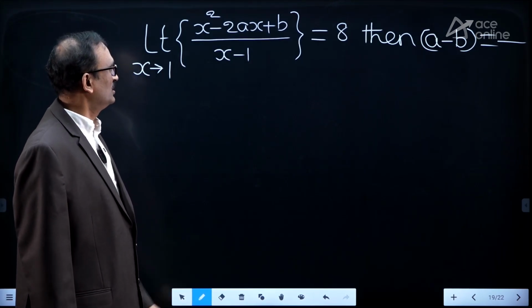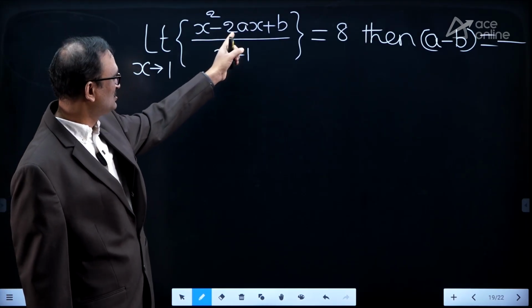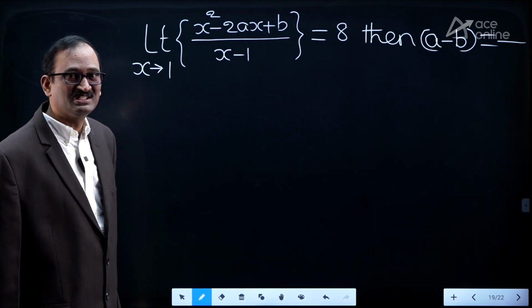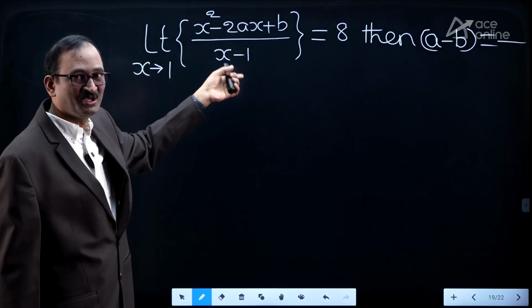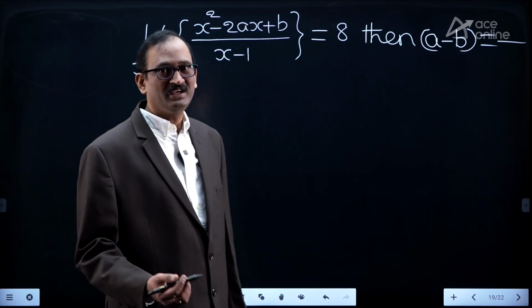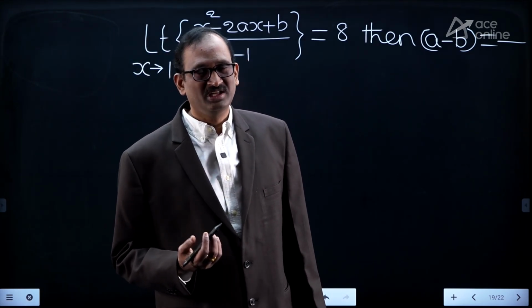Now you observe, if I take x equal to 1, then the numerator becomes 1 minus 2a plus b, and the denominator is 1 minus 1, which is 0. Your doubt is, sir, something by 0 is infinity, so infinity equal to 8, which is meaningless.